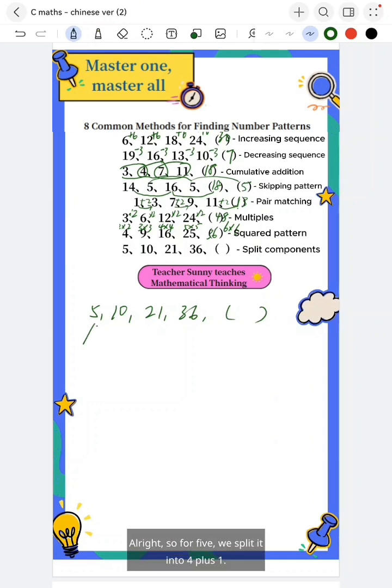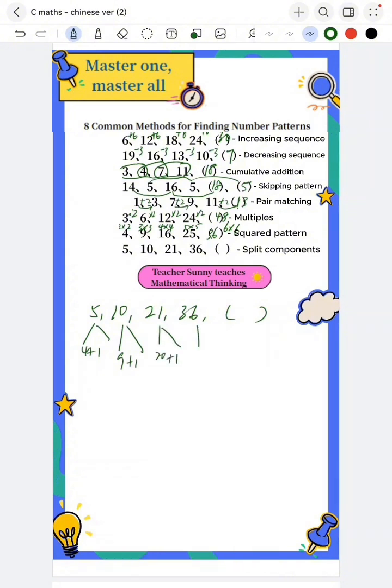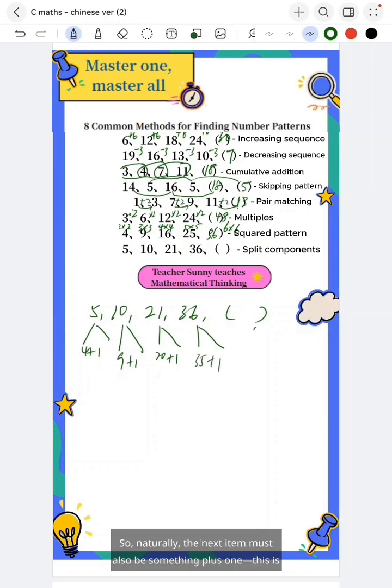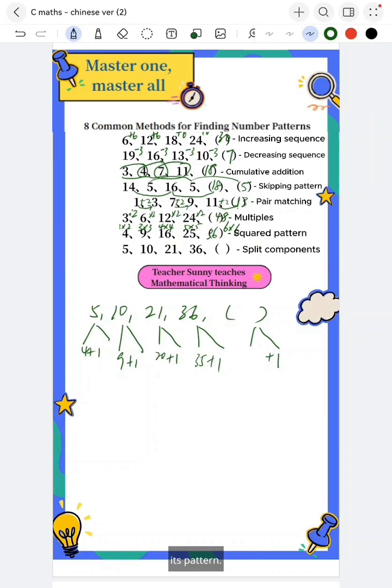Alright, so for 5 we split into 4 plus 1, then for 10 we split into 9 plus 1, for 21 we split into 20 plus 1, for 36 we split it into 35 plus 1. So naturally the next item must also be something plus 1. This is its pattern. Are there any other patterns? Let's continue splitting further.